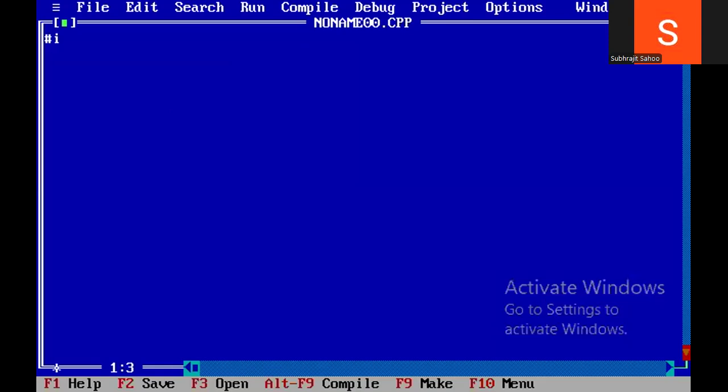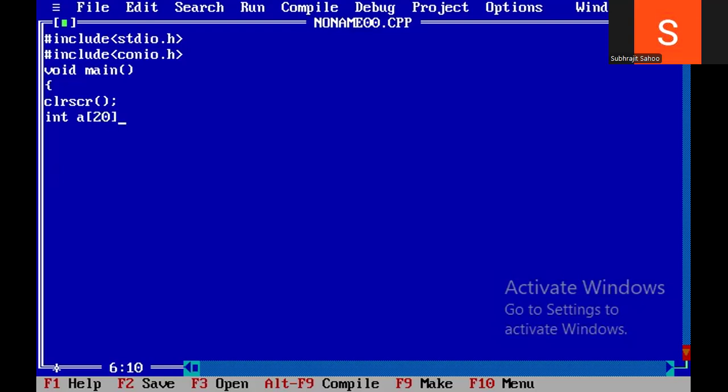#include <stdio.h>, #include <conio.h>. Okay, void main, bracket start, clrscr function. Okay, how many variables are first declared: one integer array a of, suppose, 20 maximum size.